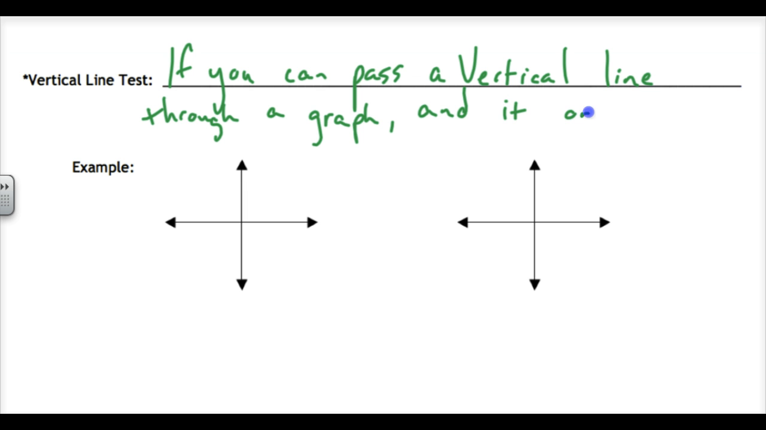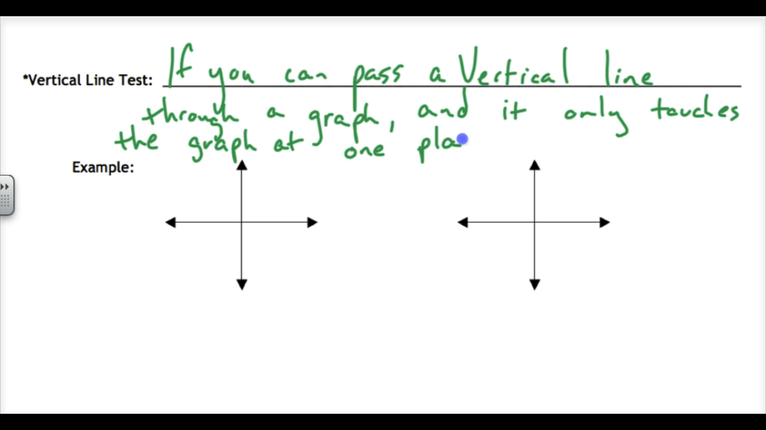If you pass a vertical line through a graph and it only touches the graph at one point, then it's a function. So I want you guys to draw these two graphs on here, and I'll stop for a second so you guys can get that definition of vertical line test down.